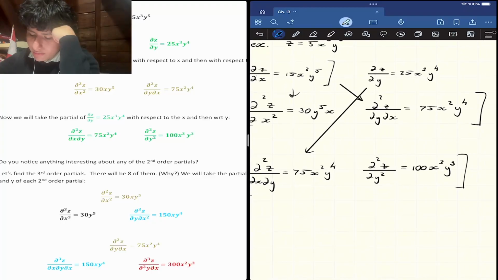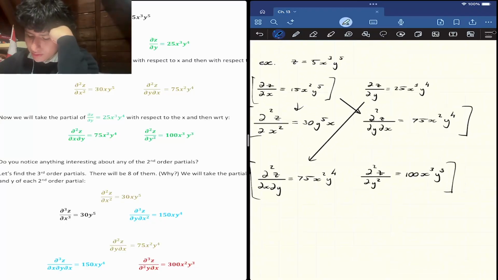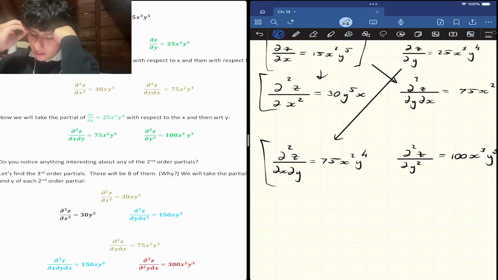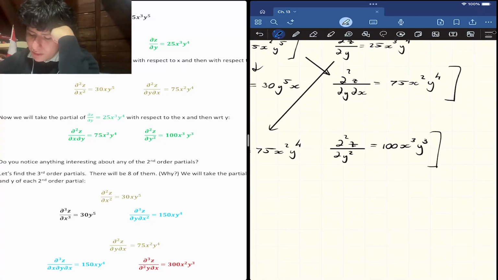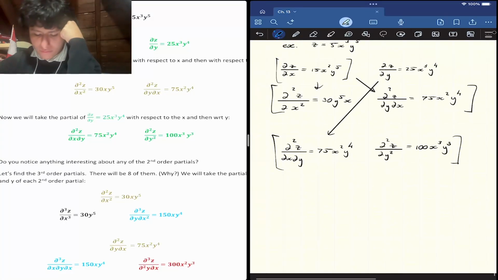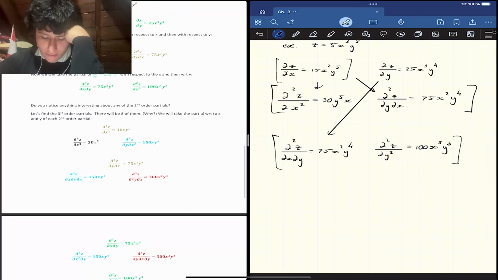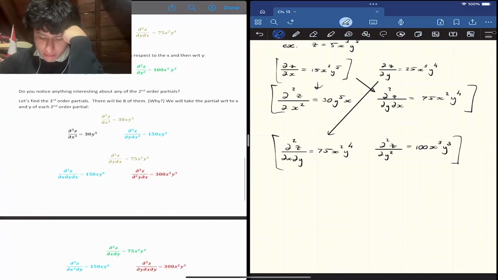And then that y to the 5th, that 5 would drop down. 5 times 15, 75. And then that y to the 5th minus 1 would be y to the 4th, right? And then now we take the other equation, the partial with respect to y, and then we take that with respect to x, and then we take that one again with respect to y, and then here we get our total of 4 equations. Did I notice anything interesting about the second order partials?